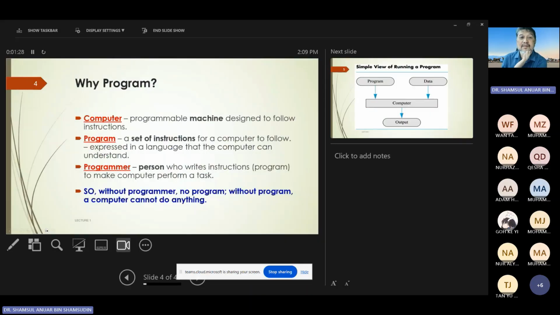Why programming? Why programming? Program. So here, the spelling for program in Malay is like this, and also in US English is like this. No ME at the back. But for British English, they will have ME at the back. PROGRAMME.